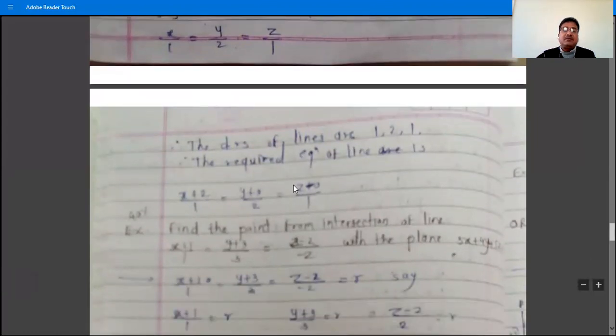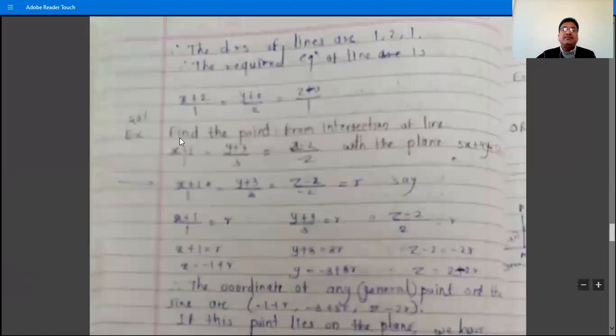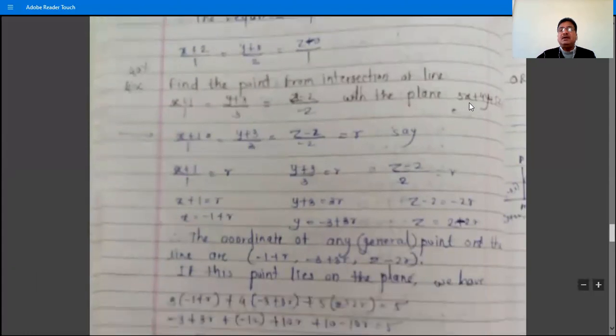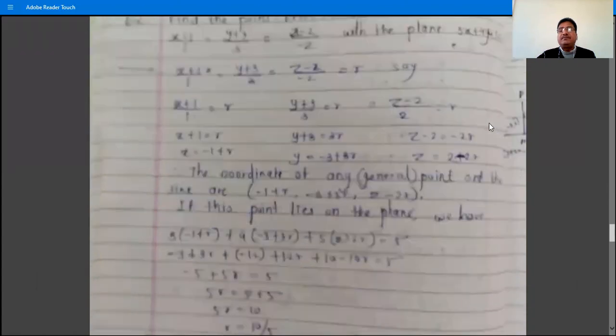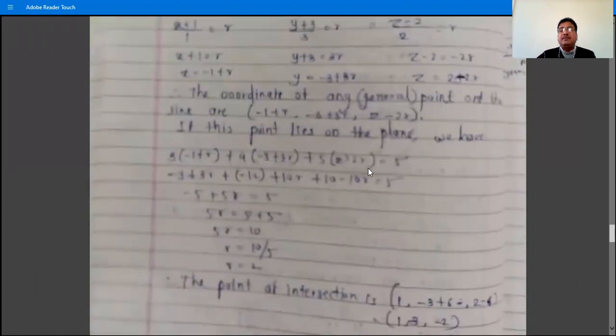So next example, find the point of intersection of the line (x plus 1) by 1, (y plus 3) by 3, (z minus 2) divided by minus 2 with the plane 3x plus 4y plus 5z is equal to 5.